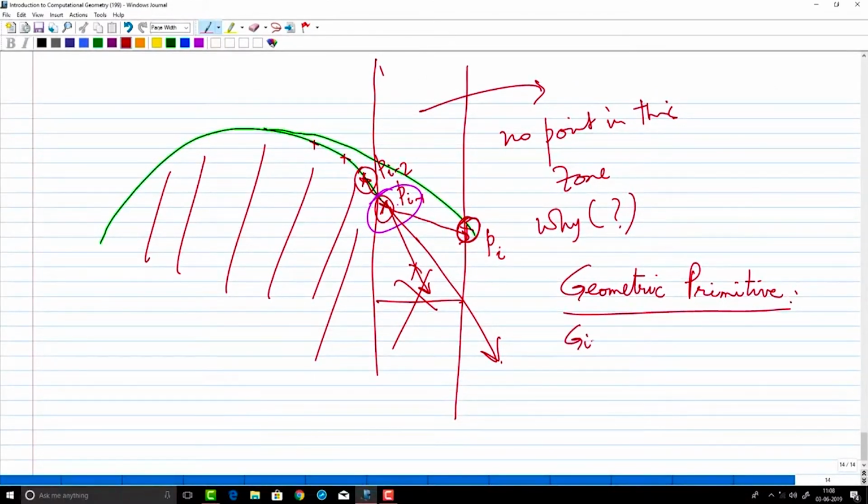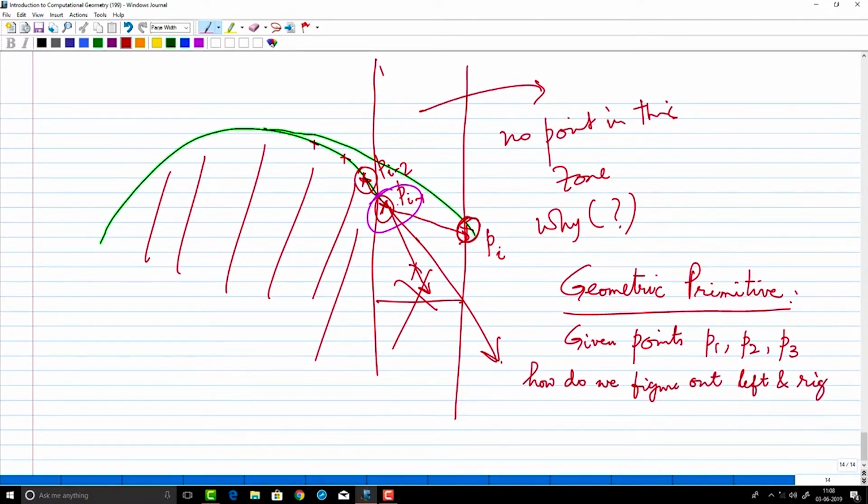That is, given points say P 1, P 2 and P 3, how do we figure out left and right turns from line segment P 1, P 2 to P 3.